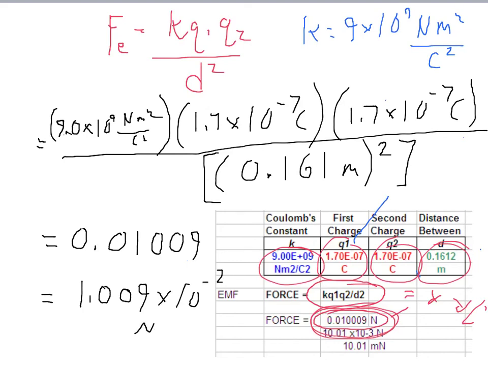And that would be a correct answer. It's also correct to call it 10.09 times 10 to the minus third, or 10 millinewtons. So that's what's been done. In the simulation and animation before, it showed the force as 10 millinewtons. 10 millinewtons is the same as 1.009 times 10 to the minus 2 newtons.